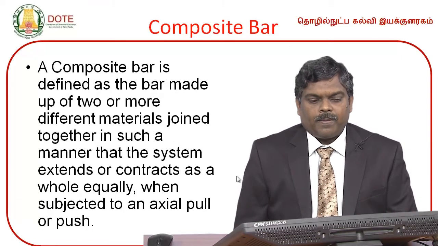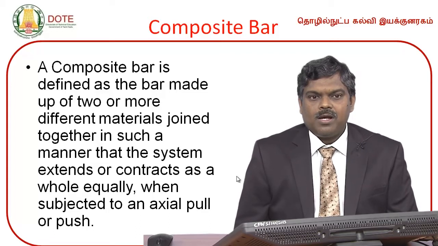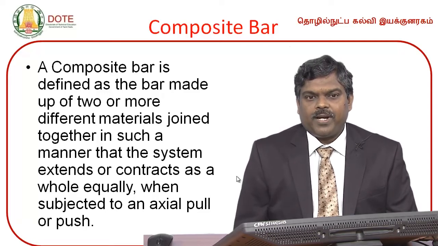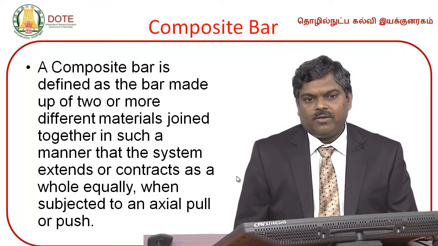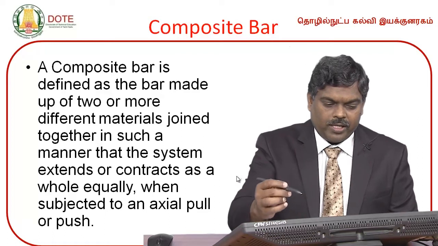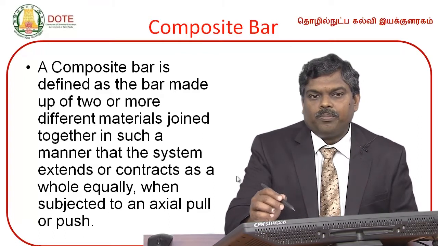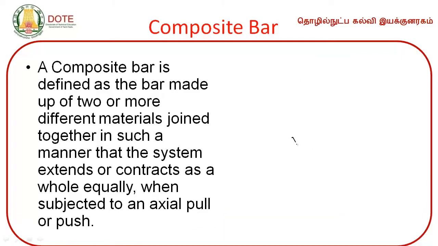What is a composite bar? A composite bar is defined as a bar made up of two or more different materials joined together in such a manner that the system extends or contracts as a whole equally when the system is subjected to an axial pull or push. A composite bar is made of two or more different materials. You assume there is a slab, it is made of one material and it is joined with another slab. So this is made of one material, first slab. Second slab is made of another material. This bar is called a composite bar.